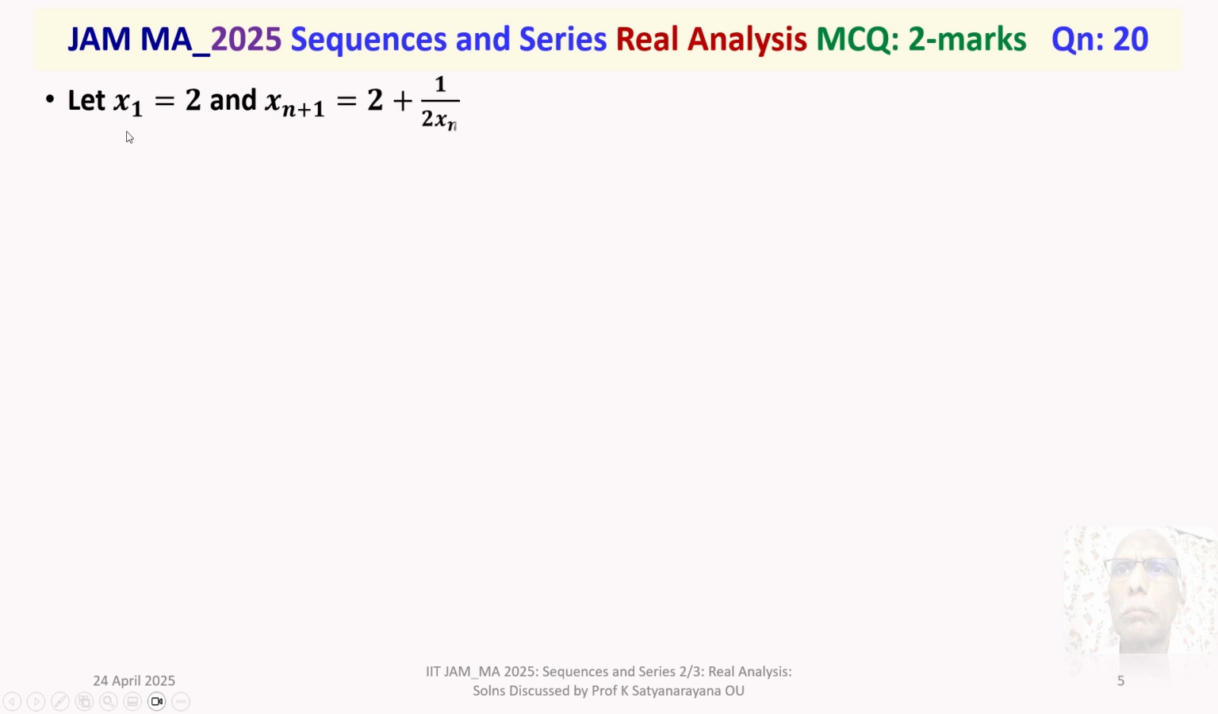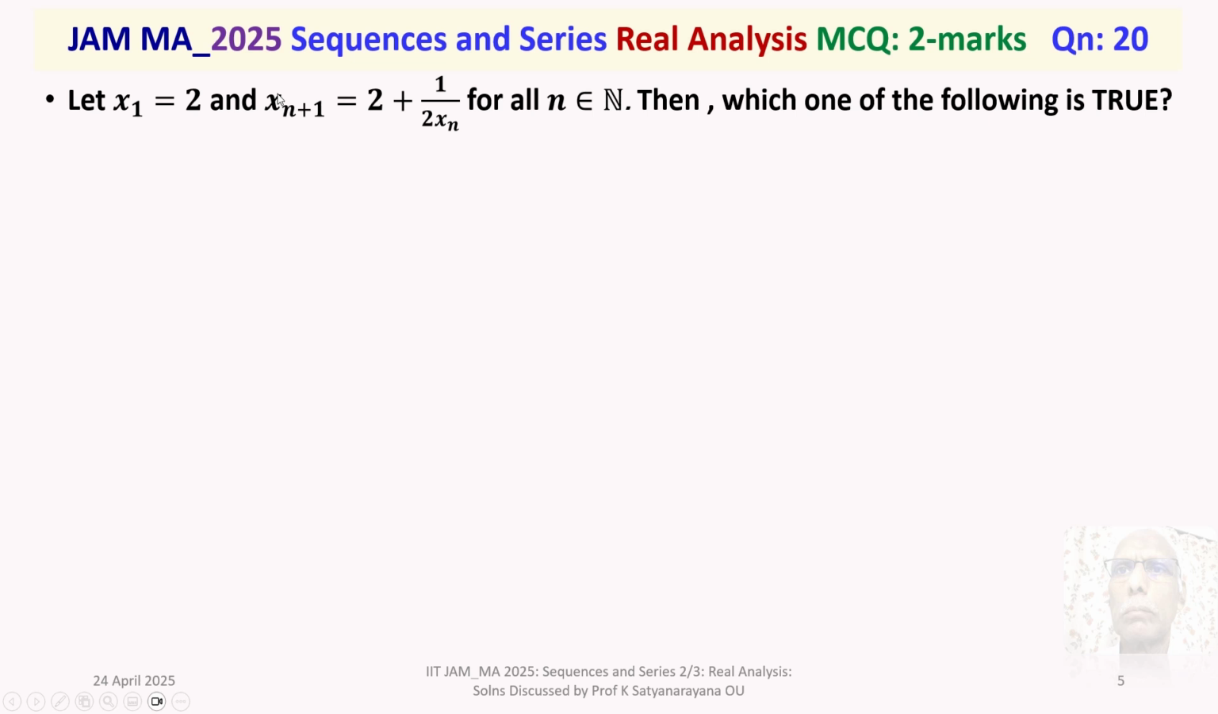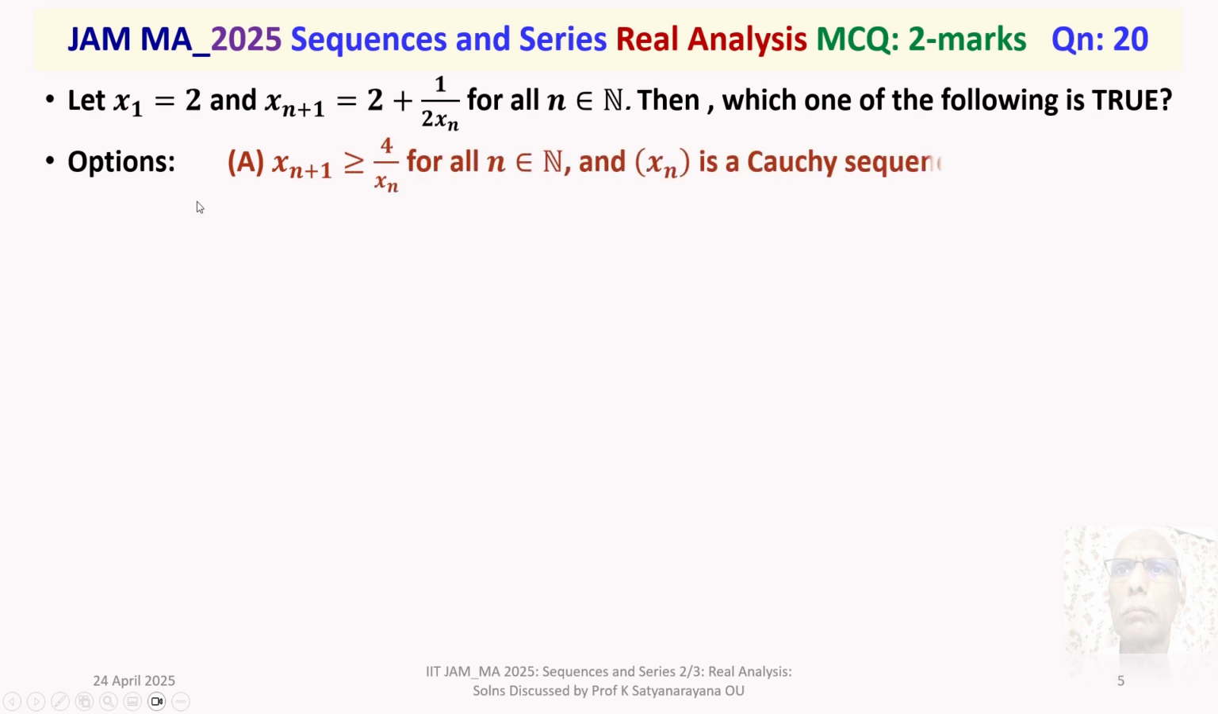The given question is, let x1 is equal to 2 and xn plus 1 is equal to 2 plus 1 by 2xn, with 2xn in the denominator, for all n belongs to N. Then which one of the following is true? We are given 4 options.